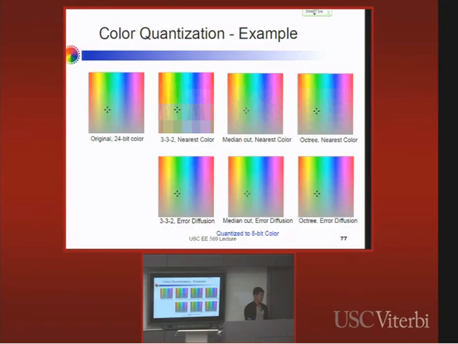Here are some examples of color quantization. You can see that 332, where you assign 3 bits to red, 3 bits to green, and 2 bits to blue, definitely has probably the poorest result. Median cut is a little bit better. Octree performs all right as well. And for all these methods, if you use error diffusion, you can get a pretty smooth result.